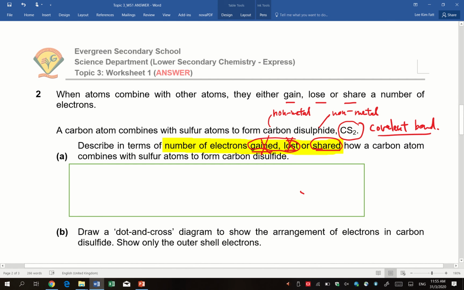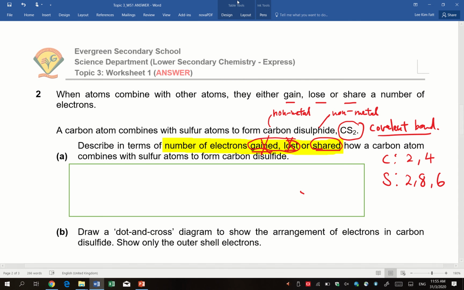So how do we answer the question then? For each of the carbon atoms, first of all, we'll write down the electronic configuration. For carbon, proton number 6, that means it has 6 electrons, so the electronic configuration is 2, 4. Each sulfur has proton number 16, so 2, 8, 6.